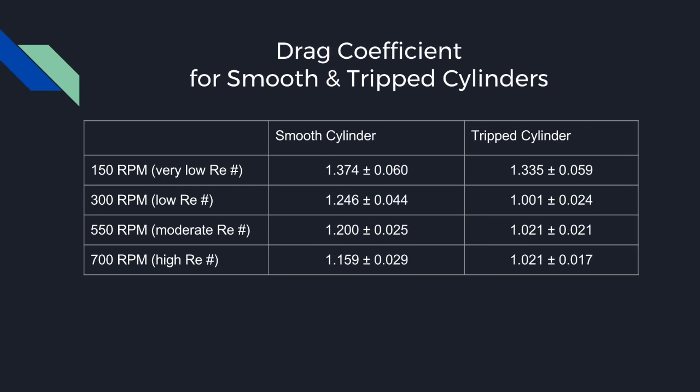The drag coefficient, on the other hand, decreases with increasing Reynolds number. The tripped cylinder for 700 RPM also showed a significant decrease in the drag coefficient compared to the smooth cylinder. This is because by tripping the flow, turbulence is generated in the boundary layer to keep it energized and attached to the cylinder longer than it would on the smooth cylinder, as shown in the flow visualization. This creates a less effective area on the back of the cylinder and reduces the drag coefficient.